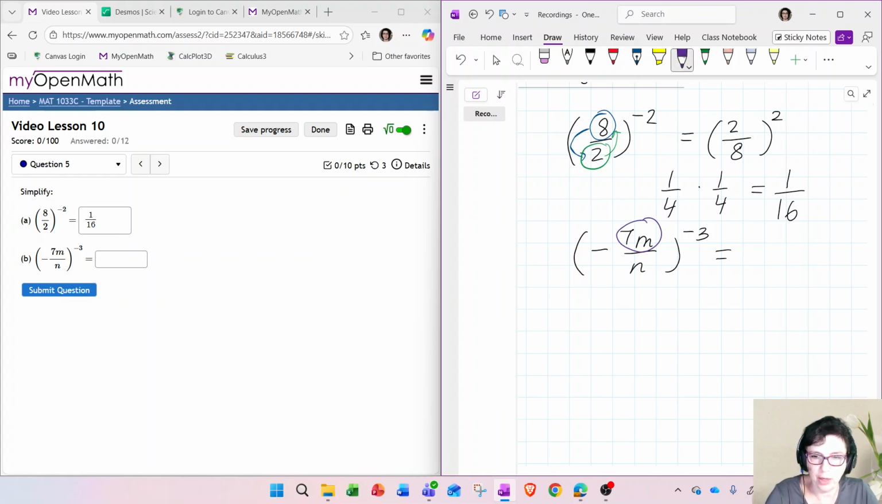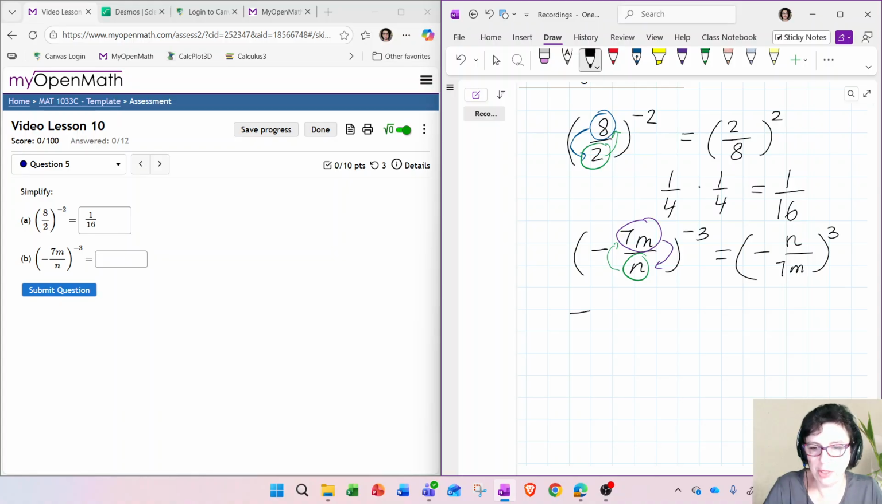We have 7m, that'll jump to the bottom, and then we got n, that'll jump to the top. Okay, what's the final thing that's going to happen? n will be on the top, and 7m is going to be on the bottom, and this time it's going to be raised to the power 3. Now, what does this mean? Well, it means multiply this thing by itself 3 times. Okay, we got n divided by 7m. Then we're going to multiply it again by negative n divided by 7m. And then multiply it again by another negative n divided by 7m.